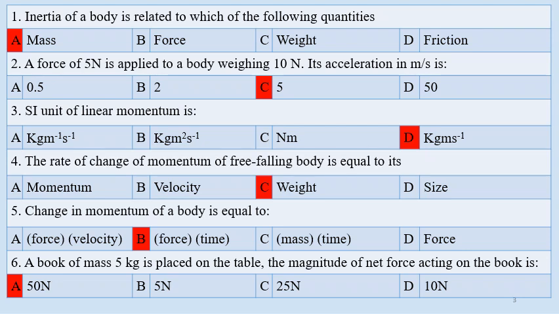Next question is a book of mass 5 kg is placed on a table. The magnitude of net force acting on the book is: एक book है जिसका mass m is equal to 5 kg, ठीक है. That is put on a table. We have to find the magnitude of net force acting on the book.